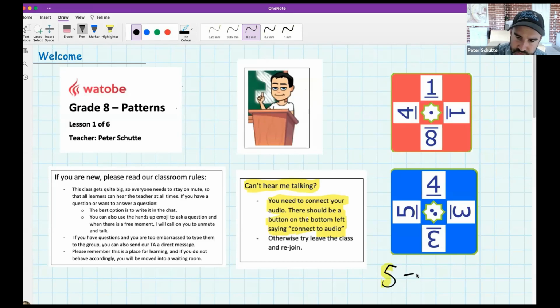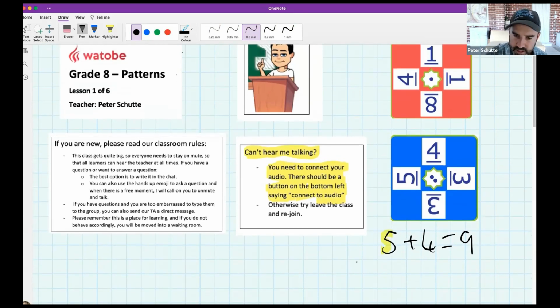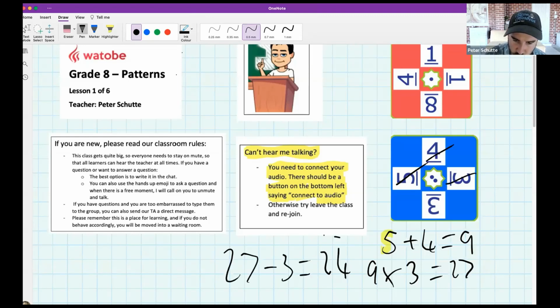So 5 plus 4 is 9. And then 9 times 3 is 27. And then 27 minus 3 is 24. So Micah, you got that one correct.